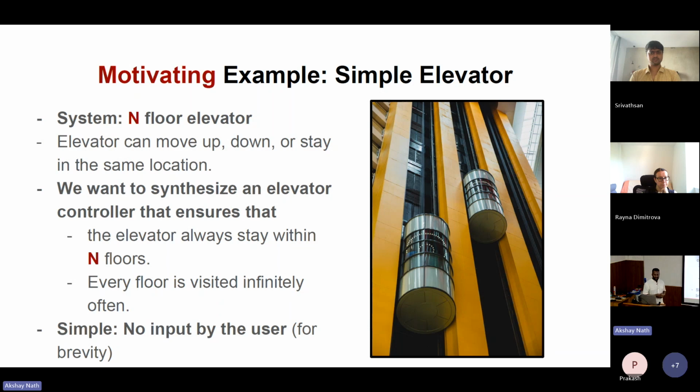Let's talk about a simple elevator where you could have the system or the controller, which is an n-floor elevator, right? We are keeping it bounded for simplicity, or this state space could be infinite in general. And the elevator can move up, down, or stay in the same location. We want to synthesize an elevator controller that ensures that you can satisfy one of these properties. One property that we'll be interested in is the elevator always stays within n floors. The other property is that every floor is visited infinitely often. It's simple in the sense that we are not assuming any arbitrary input by the user. Of course, you could have more complex scenarios.